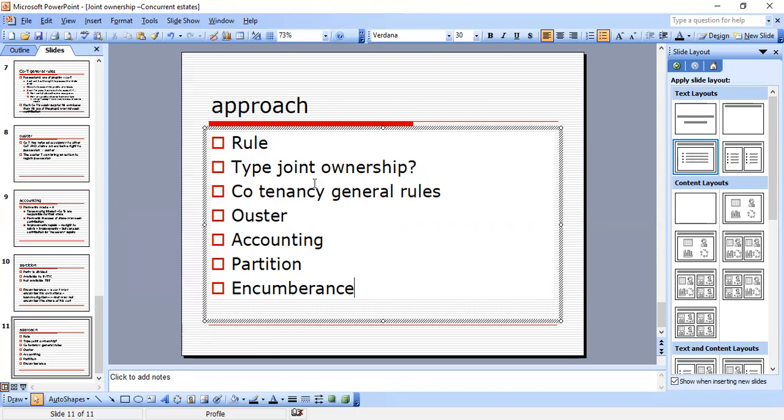Accounting, I see a lot of accounting ones on essays. I've seen ouster on essays. I think that's it. The co-tenancy general rules too, but mostly the MBEs are on the encumbrances, the partition, and the type, a lot of it is on, is the right of survivorship severed? And you have to know a mortgage, does a mortgage sever that depending on, is it a title theory or a lien theory, all of that stuff, okay? So that's pretty much how you write up your essay on joint ownership or concurrent estates, and it does help you with the MBEs also.